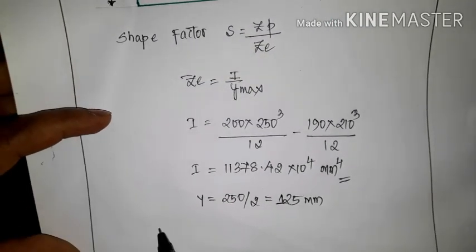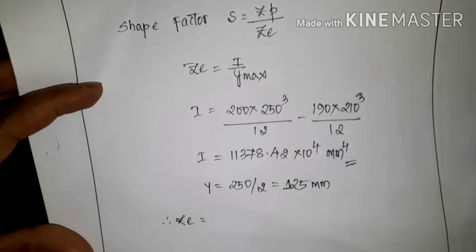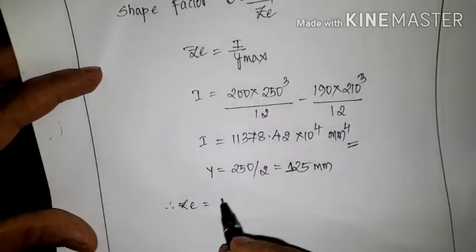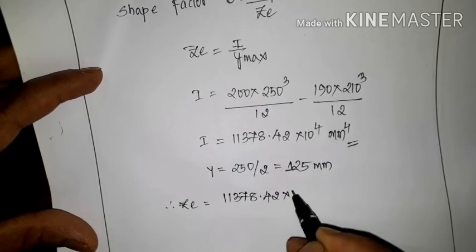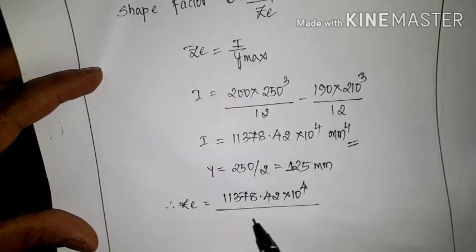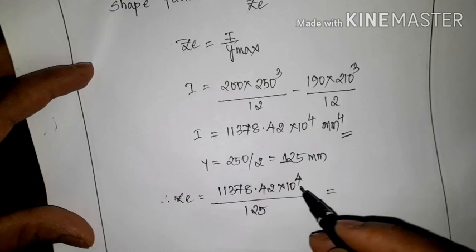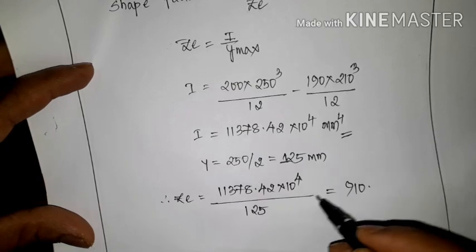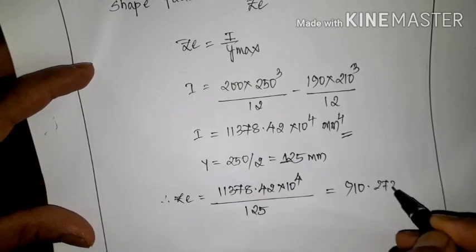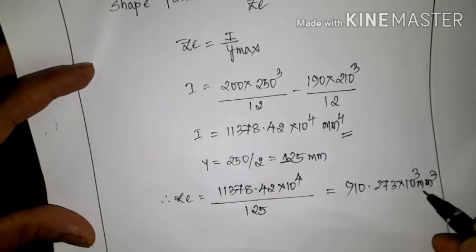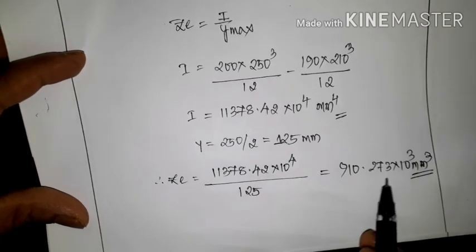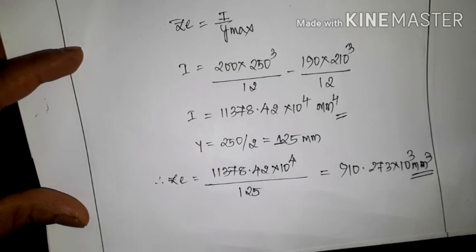So therefore ZE is equal to I by Y. So I is 11378.42 into 10 raised to 4 divided by 125. We get this value as 910.273 into 10 raised to 3 mm cube. So that is ZE. Okay.